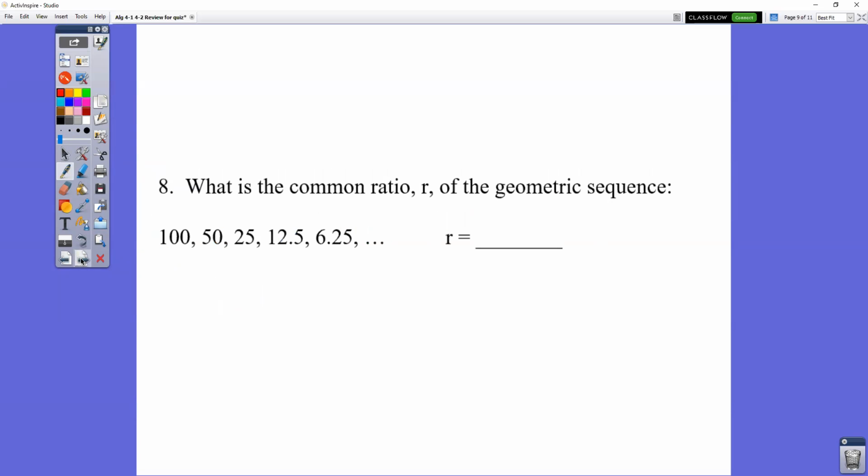Question number 8. What is the common ratio of the geometric sequence? Go ahead and do question number 8, please.